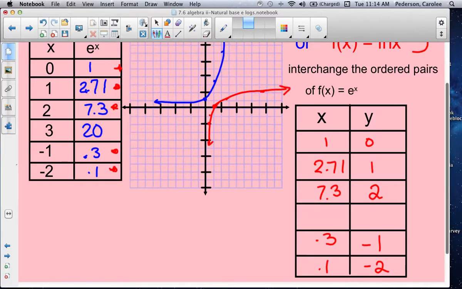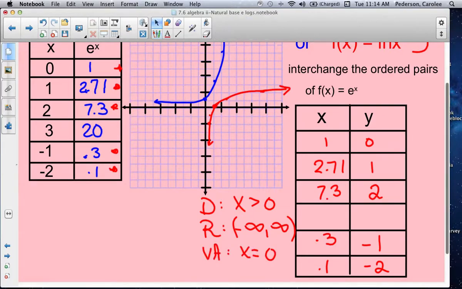And it has a domain of numbers greater than 0. It has a range of all real numbers. And now it has a vertical asymptote at x equals 0. So here's what the asymptote would look like, right along here. And that's how you graph the inverse function.